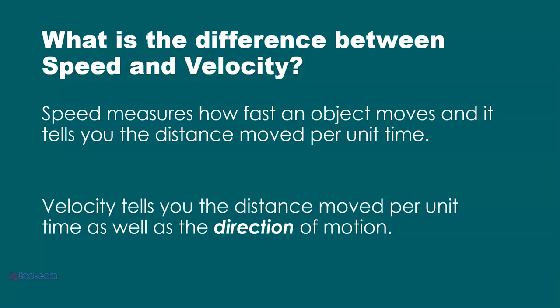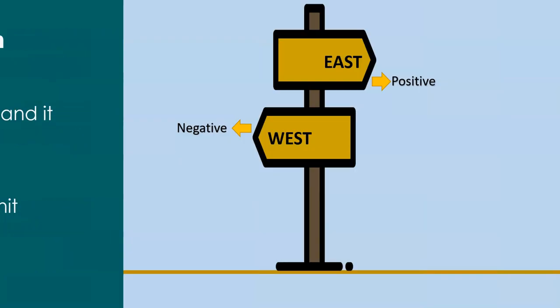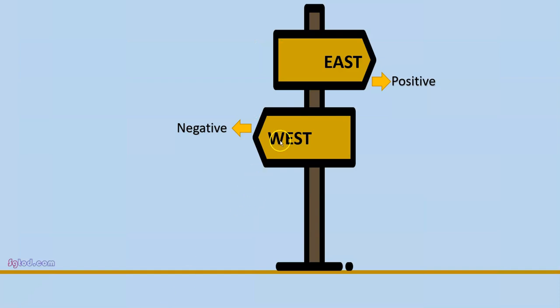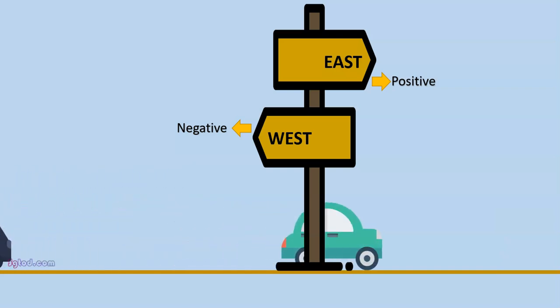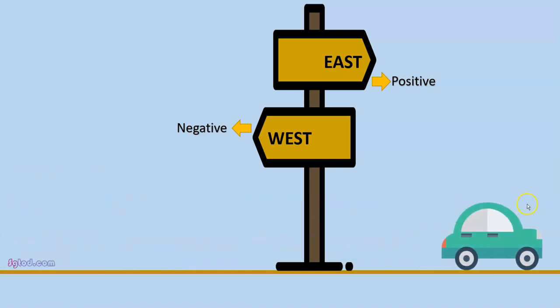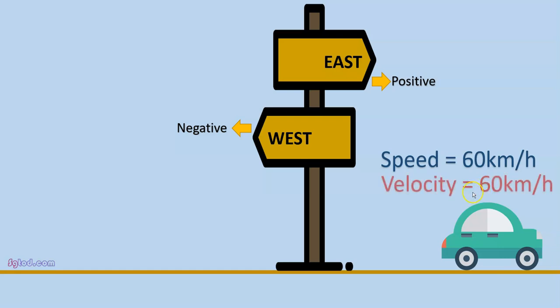To understand the difference between speed and velocity, let's look at this example. In this slide, we define the westward direction as negative and the eastward direction as positive. If a car moves to the west and travels 60 kilometers in an hour, its speed is 60 kilometers per hour. Its velocity is negative 60 kilometers per hour. Now, if another car travels eastward at 60 kilometers per hour, the speed of this car is 60 kilometers per hour and its velocity is positive 60 kilometers per hour.